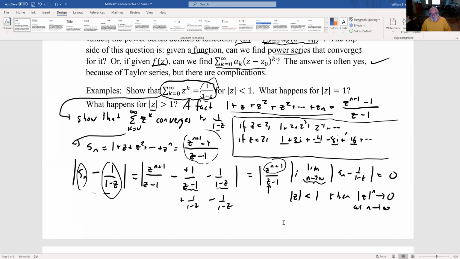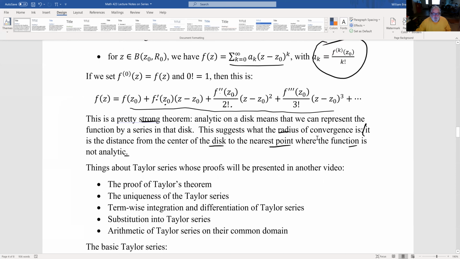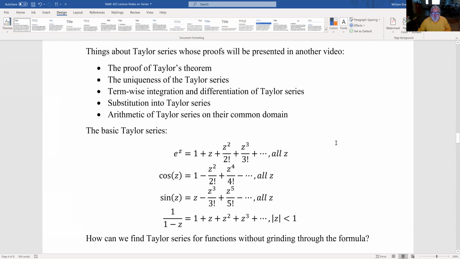So what's the radius of convergence? Well, keep making R0 bigger and bigger until you hit a point where the function isn't analytic. And that's the biggest R0 you can get. So the radius of convergence is the distance from the center of the disk to the nearest point where the function is not analytic. And then there's a bunch of stuff about Taylor series, whose proofs will be presented in another video: the proof of Taylor's theorem, the uniqueness of Taylor series. No matter how you get the Taylor series, you're sure to get the Taylor series.